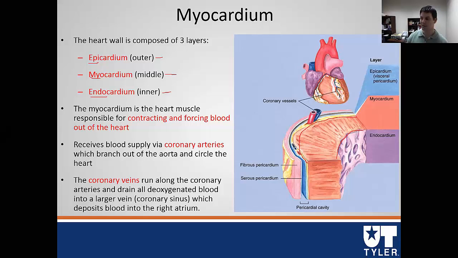Last but not least, we have, again, the veins, which are going to take blood back into the venous system and then dump into the right side of the heart because it's deoxygenated, and it will then be pumped into the pulmonary system.